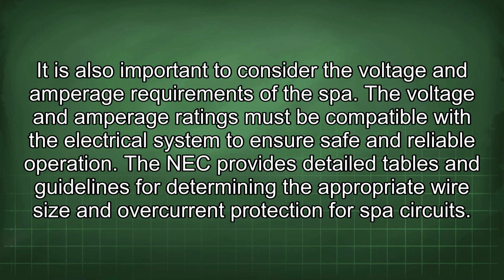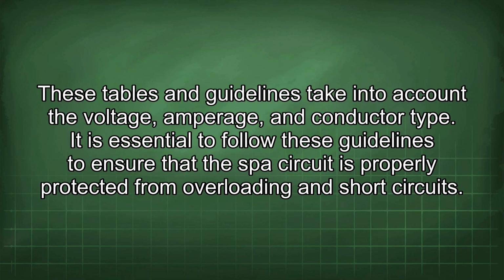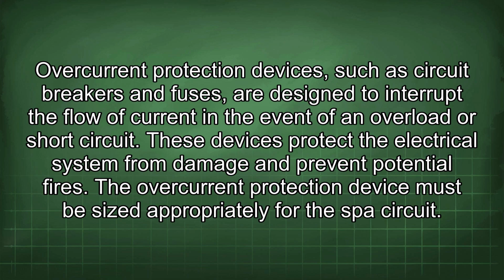The NEC provides detailed tables and guidelines for determining the appropriate wire size and overcurrent protection for SPA circuits. These tables and guidelines take into account the voltage, amperage, and conductor type. It is essential to follow these guidelines to ensure that the SPA circuit is properly protected from overloading and short circuits. Overcurrent protection devices, such as circuit breakers and fuses, are designed to interrupt the flow of current in the event of an overload or short circuit. These devices protect the electrical system from damage and prevent potential fires.